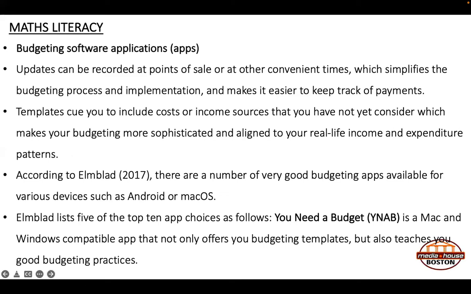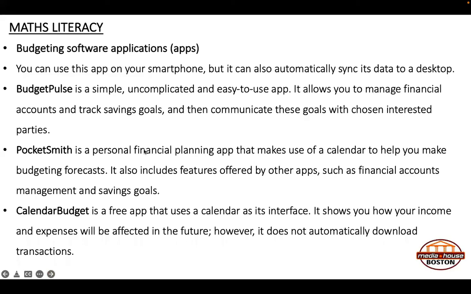You Need a Budget. The second one is Budget Pulse. It's uncomplicated and easy to use. It allows you to manage financial accounts and track saving goals and then communicate these goals. Then we have PocketSmith. It's a personal financial planning app that makes use of the calendar to help you make budgeting forecasts. And you can have other features such as financial accounts and management and saving goals.